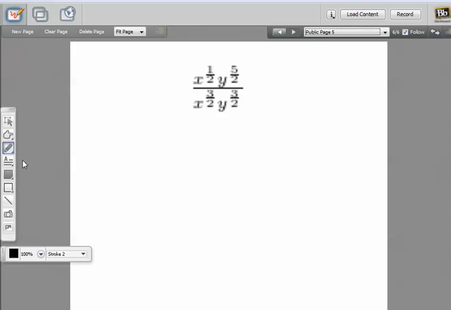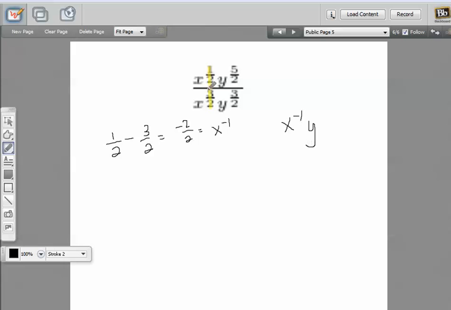So I'm going to look at my x's to begin with, and I'm going to subtract those. So 1/2 minus 3/2. 1 minus 3 is a negative 2 over 2. So really, I get x to the negative 1 power.